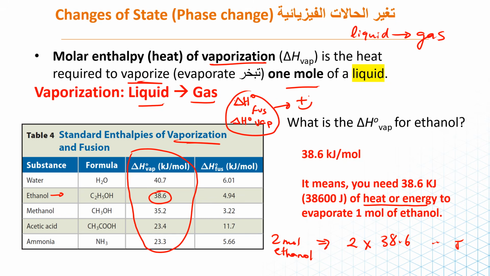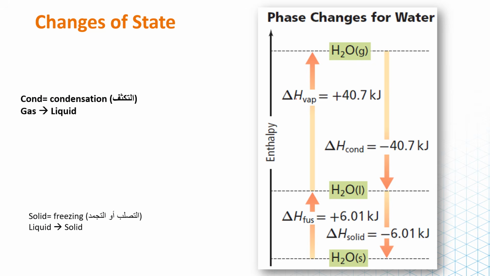And notice that delta H naught fusion and delta H naught vaporization values are positive. Did you notice? All their values are positive. Why? Because you need to absorb energy to change from solid to liquid or liquid to gas. To change physical state from solid to liquid, the substance must gain heat energy. For example, ice needs heat energy to melt. So it's endothermic because it absorbs heat energy. That's why delta H naught fusion and vaporization are positive.